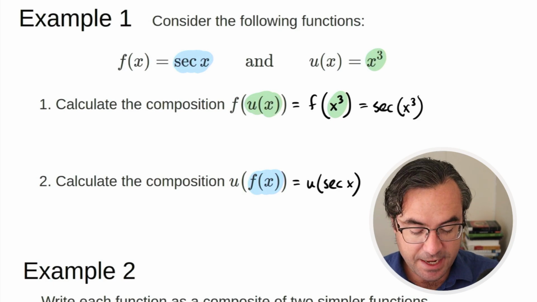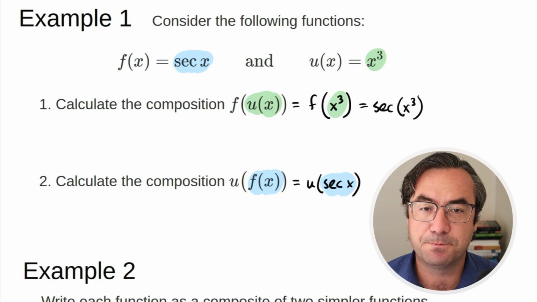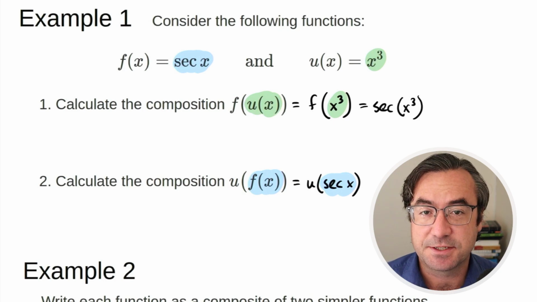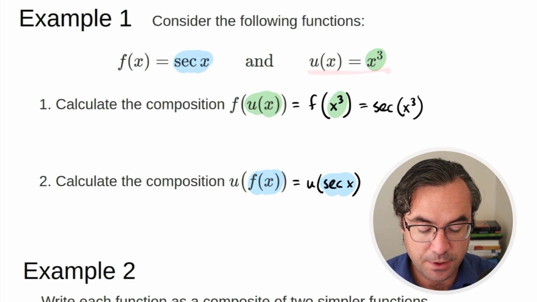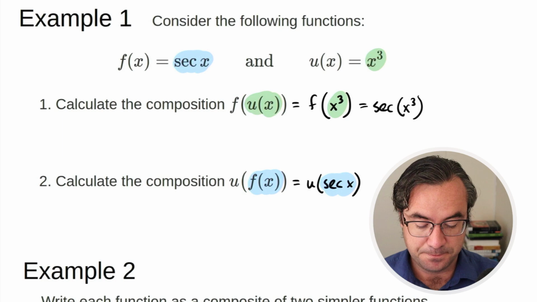So we're plugging the secant function now, the output of that secant function, into this function u. And what do we get in this case? Well, let's go up to our function u, and wherever we see an x, let's replace that with secant x.